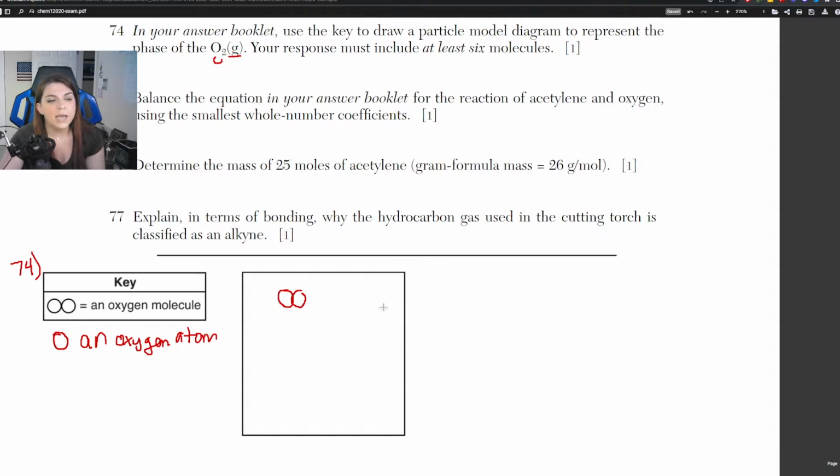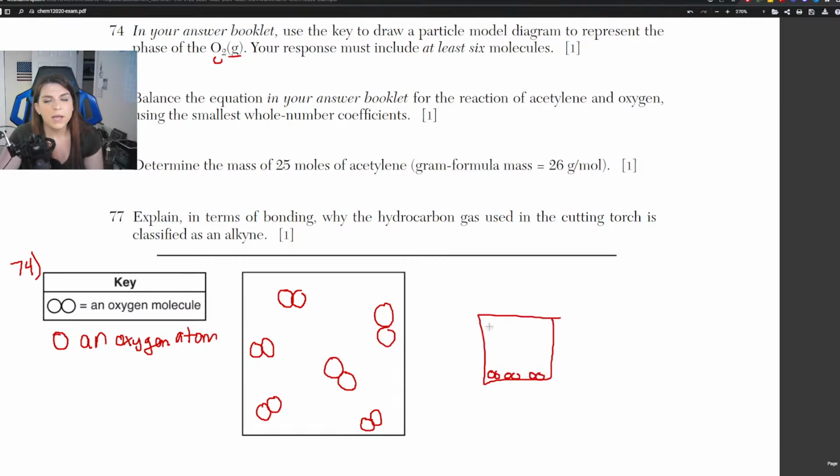Now, because this is a gas, it should take up the entire container. It should not be organized. It should be very random. It takes up the whole container. If you were to put them tiny on the bottom, that's a solid. Maybe it's a liquid, depending on how you draw it. That's no good. You want them to take up their entire container.